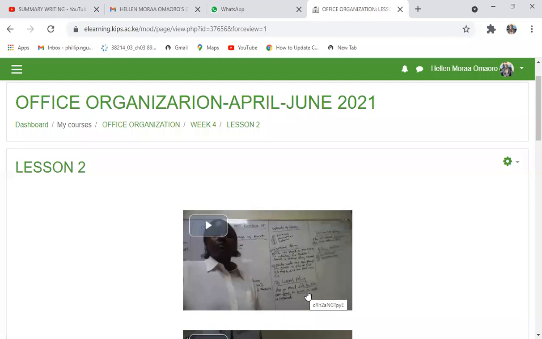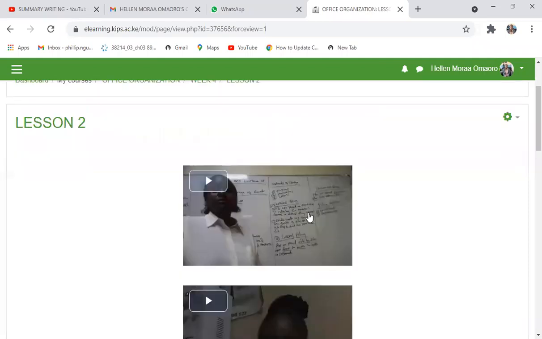What about lateral filing? In lateral filing, they are arranged side by side. And horizontal? They are placed in flat position. Yeah, flat position. So the files are put on top of the other from bottom to top. Okay, that's horizontal.